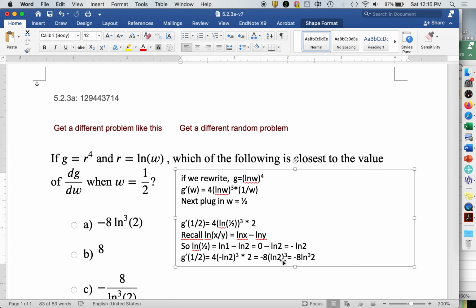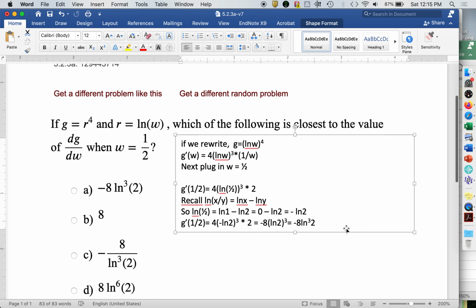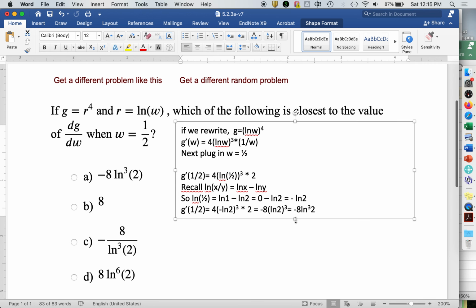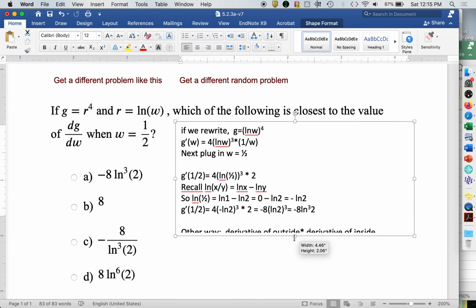In mathematics, we sometimes write that third power onto the function. So it's negative 8 natural log cubed of 2, but it means the same thing as negative 8 natural log of 2 quantity cubed. If that way made sense and you want to stop, that is fine. On the other hand, if you would like a different way, the derivative of the outside times the derivative of the inside, I'll show you that as well.